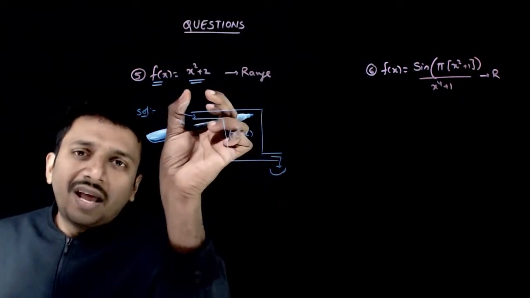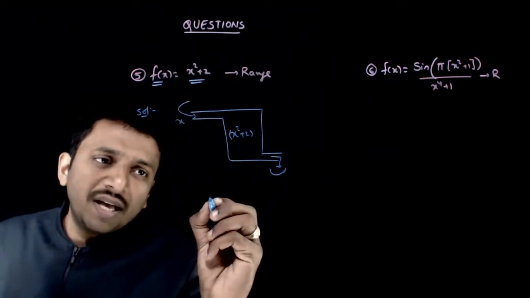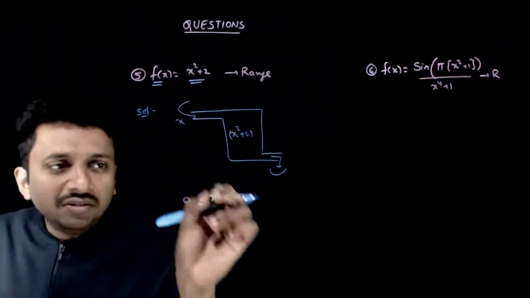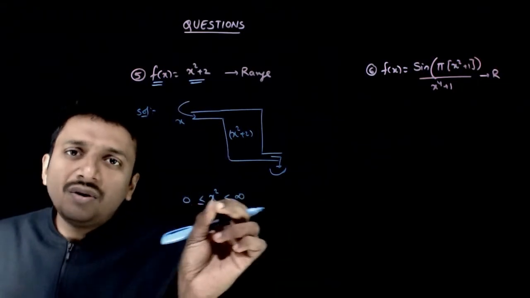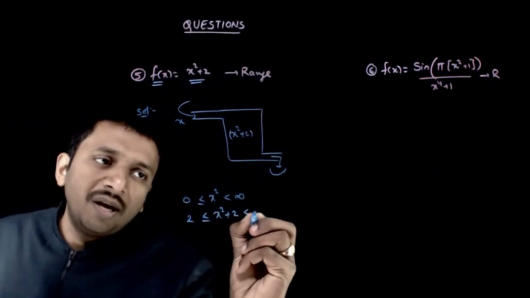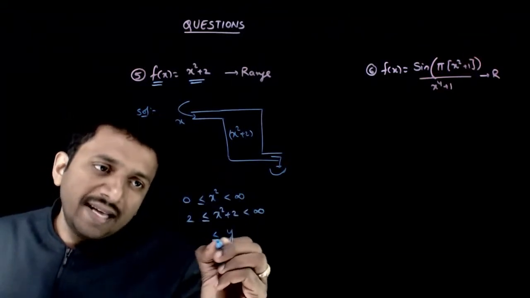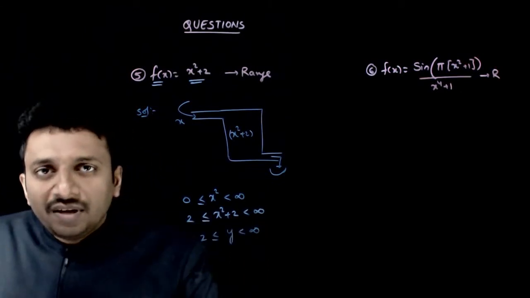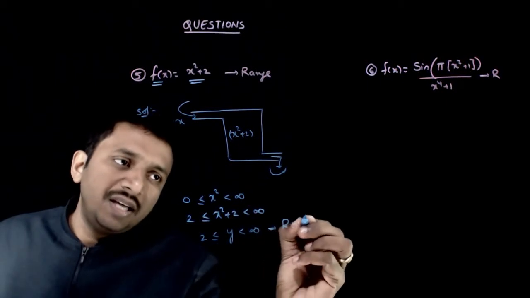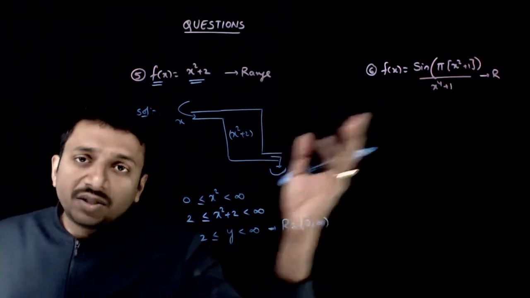So this can be analyzed systematically. The range of x square, we know that it is from 0 to infinity, because it's a square function. The range of a square function is closed 0 to infinity. So x square plus 2 lies between 2 and infinity, right? That means the value of f of x or y lies between 2 and infinity. The range is nothing but the values of y. So the range of this function is closed 2 to infinity. That's the answer. And let's go to the next question.